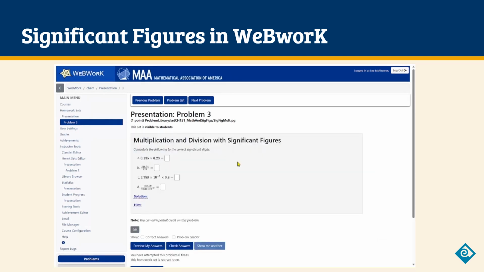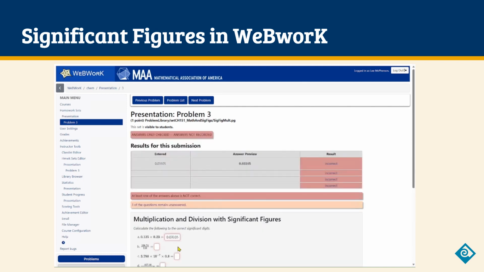Of course, you're not limited to just listing significant figures. The system knows how to use the significant figures in calculations as well. So what you're seeing on the screen are a series of randomly generated values that have significant figures. So the very first problem, 0.135, which is 3 sig figs, 0.23 with 2. In a calculator, of course, the students will see that it outputs as 0.03105. If you were to plug that in as is, the system would reject it. It is not correct. It knows that it should have 2 significant figures.